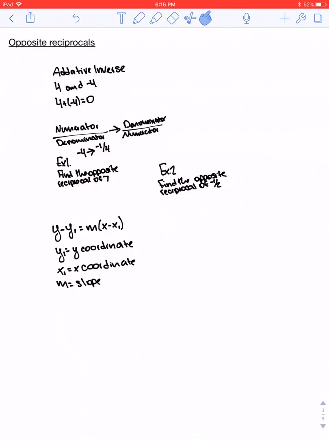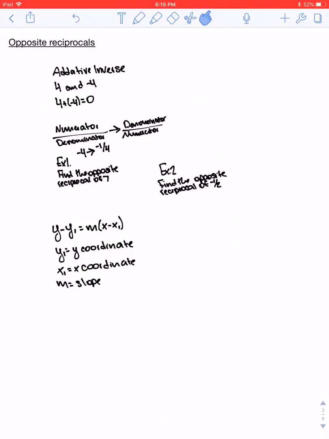So then you must find the reciprocal of the additive inverse. To do this, you just change the numerator into the place where the denominator usually is, and the denominator into the regular place of the numerator. So this would result in, like, negative 4 becoming negative 1/4.